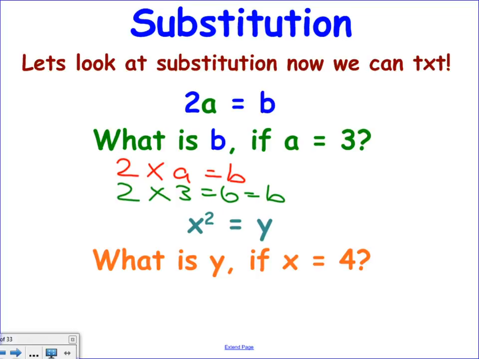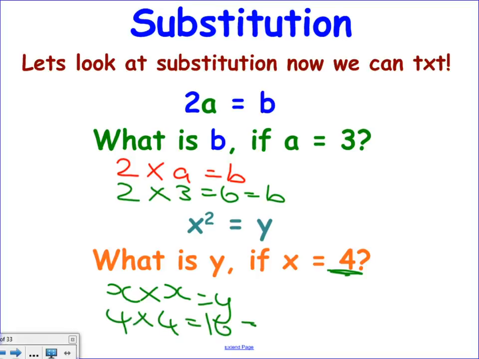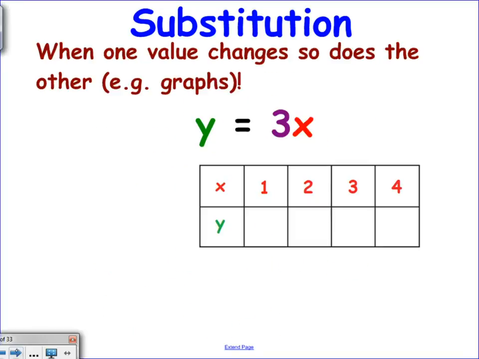This one here, x squared equals y. So what does x squared mean? x times x equals y. So here it's telling me x has a value of 4. So you swap x for the value of 4. 4 times 4 is 16. Therefore the value of y is 16. Can you see how that works? So substitution is literally swapping the letter, the variable, for the value you're being given.